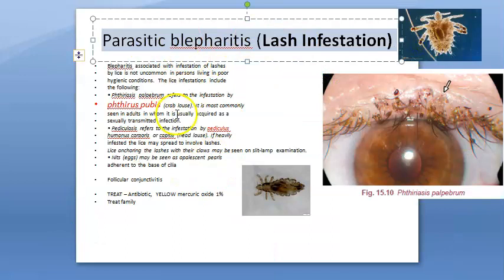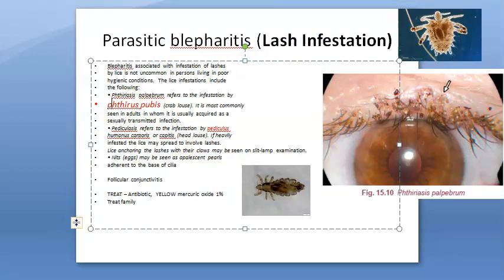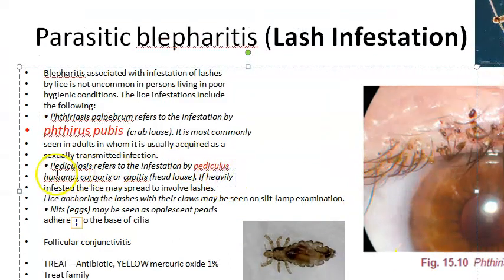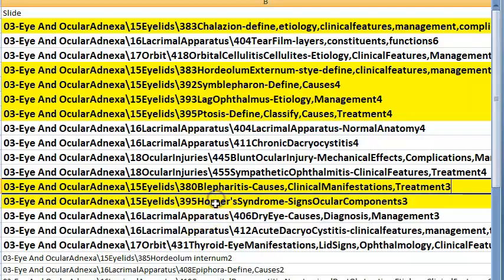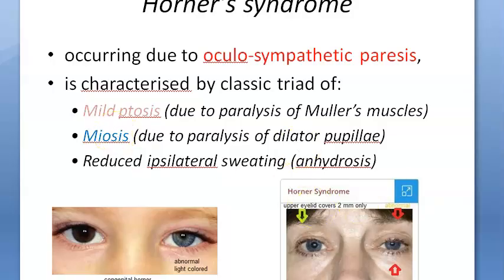Parasitic blepharitis, lash infestation. You have to write these words: pediculosis, Phthirus pubis, crab louse.